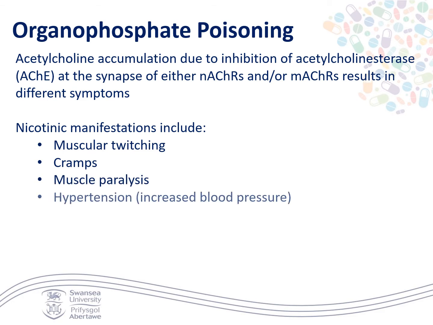The nicotinic manifestations include muscular twitching, cramps, paralysis, hypertension, which is an increase in blood pressure, and tachycardia, which is an increase in the heart rate. And these all result due to that role at the neuromuscular junction of the nicotinic acetylcholine receptors.